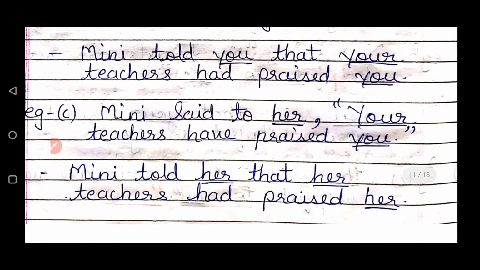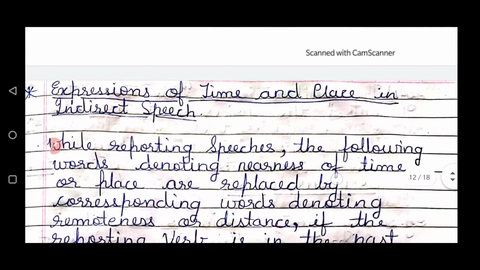मिनी सेड टू हर, अभी ये मिनी सेड टू हर, योर टीचर्स हैव प्रेज्ड यू. अभी थर्ड पर्सन को बोला है योर टीचर्स है. तो मिनी टोल्ड हर दैट हर टीचर्स हैड प्रेज्ड हर. मिनी सेड टू हर दैट हर टीचर हैव प्रेज्ड हर. तो वहीं पर यहाँ पर भी वही चीज़ हो गई है, फर्स्ट पर्सन है तो फर्स्ट पर्सन में चेंज होगा, सेकंड पर्सन है तो सेकंड पर्सन में चेंज होगा, थर्ड पर्सन है तो थर्ड पर्सन में चेंज होगा.